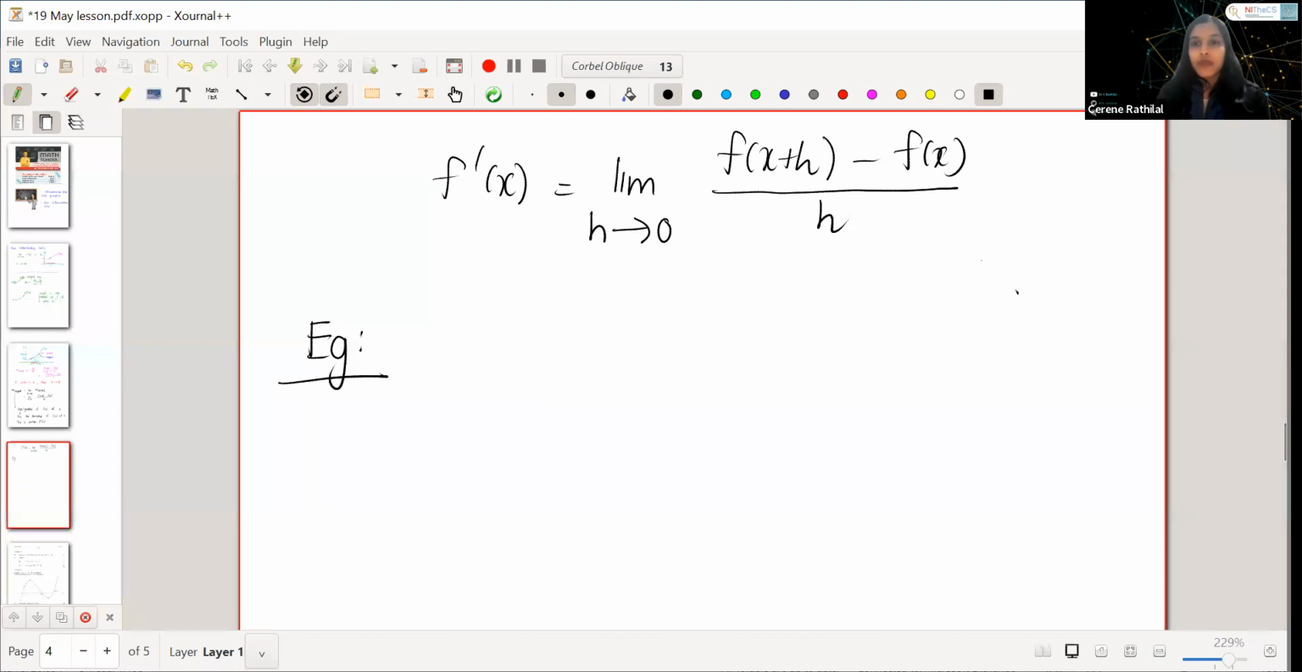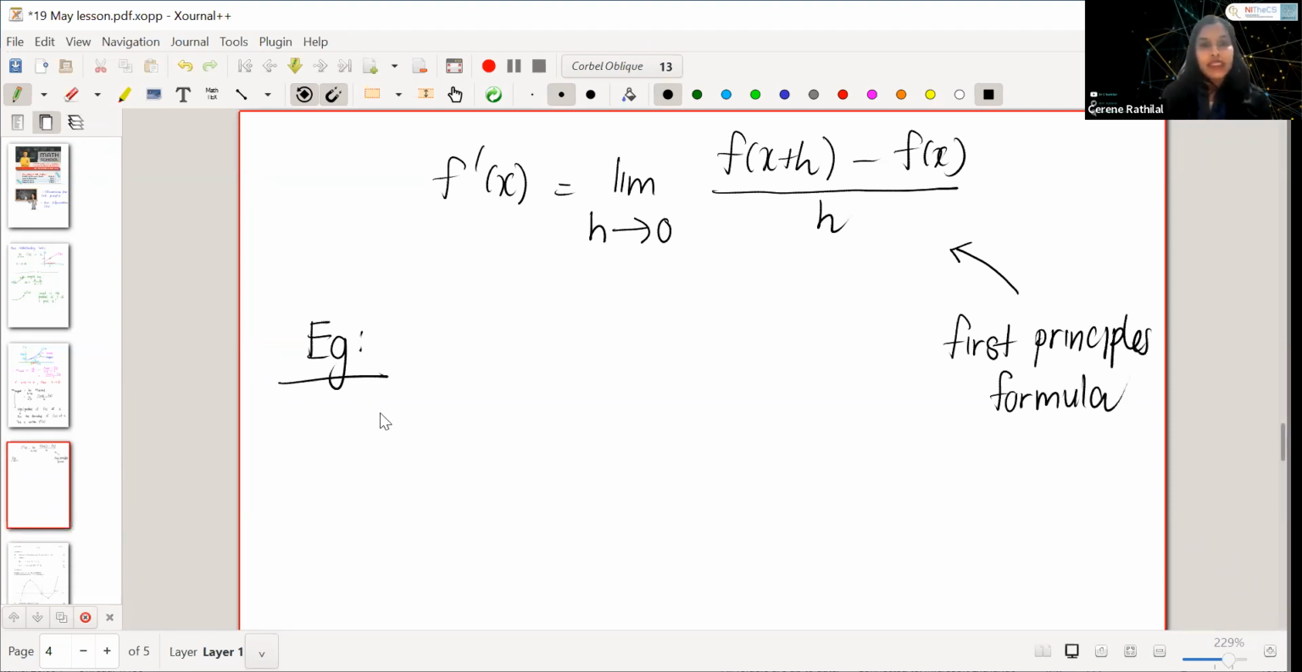Okay, so now let's look at examples. That's what we're aiming for. We want to know, how do we utilize this? If somebody ever asks you to calculate from first principles, they are telling you to utilize this formula. So this is your first principles formula. Make a note of that.